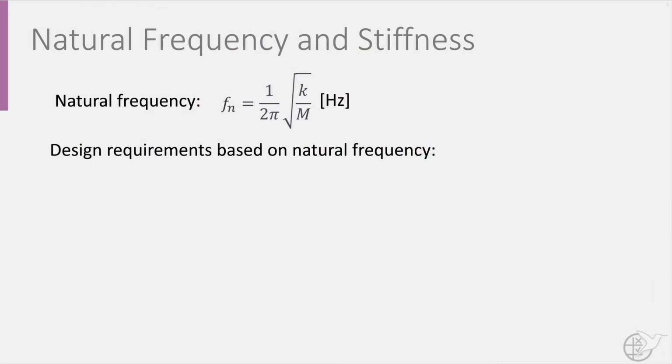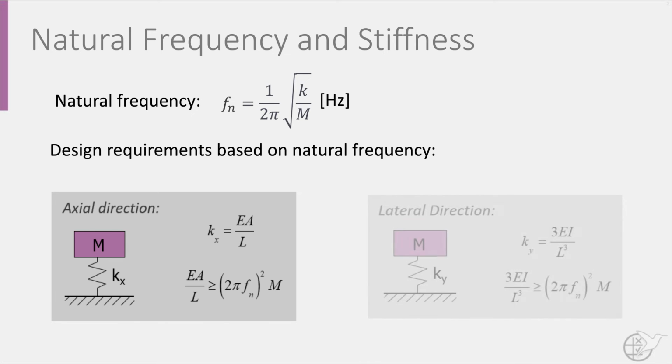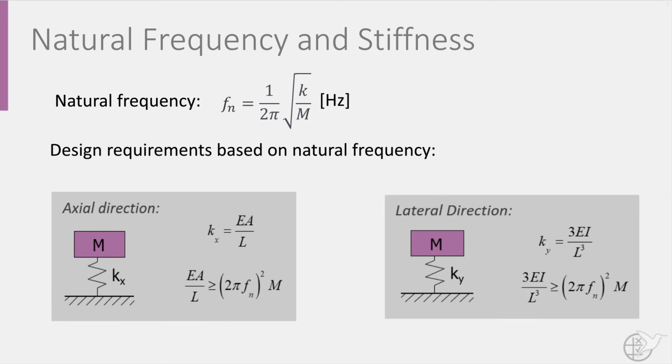If we now substitute the expressions found for the axial and lateral stiffness into the formula for the natural frequency, we find two design requirements. In axial load, the stiffness Kx must be larger or equal to (2 pi Fn) squared times the mass m. And for lateral direction, the lateral stiffness must be larger than (2 pi Fn) squared times the mass m. This allows us to size our spacecraft in terms of length, width and thickness.